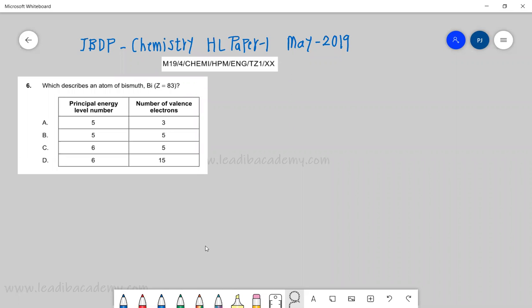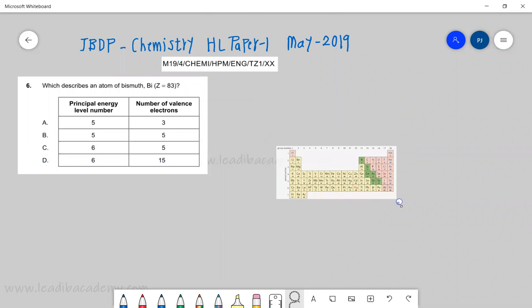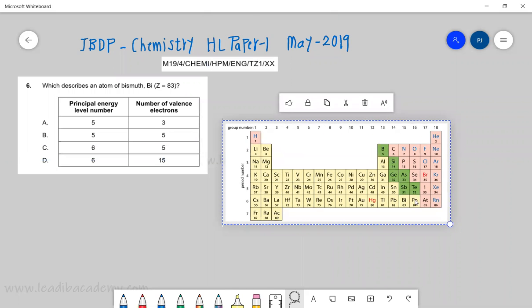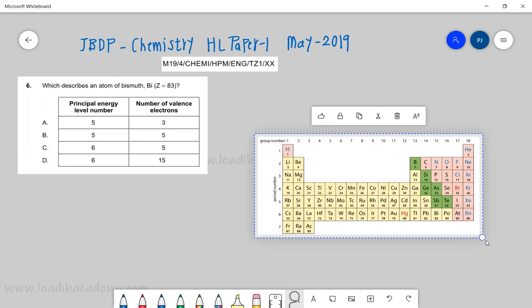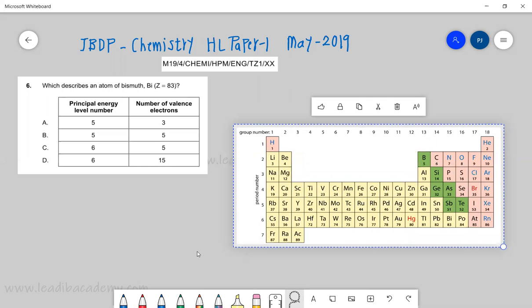Okay, let's start looking into question number 6. It appears to be very interesting. It describes an atom of bismuth, Z equal to 83. They have given us the principal energy level number and number of valence electrons. It appears to be very daunting, but it is very, very simple. Our best tool is to look into the periodic table, so I'm displaying this periodic table for your ready reference.